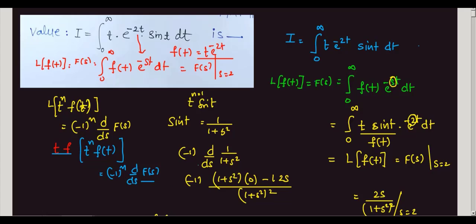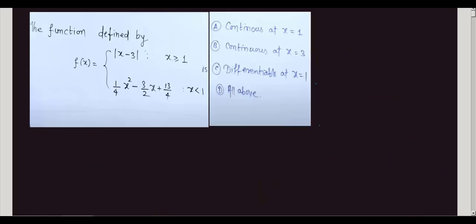Okay, next question. Next question: the function f(x) is defined as |f(x)| = |x − 3| for x greater than or equal to 1.